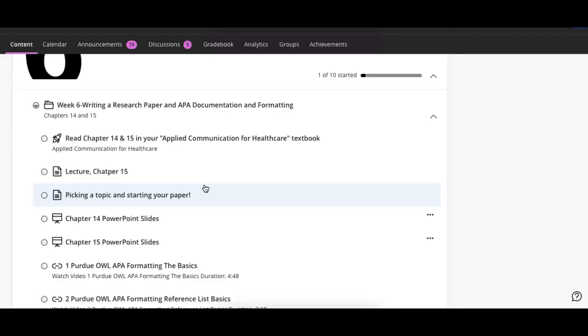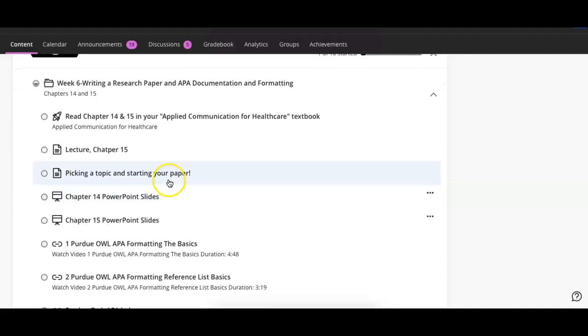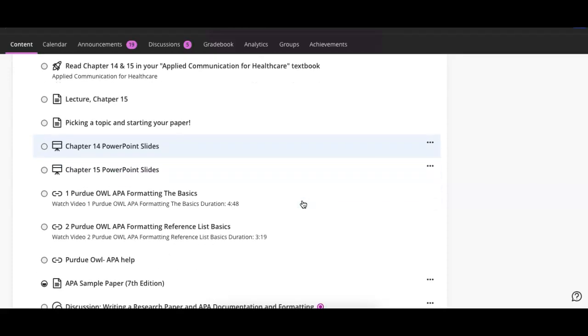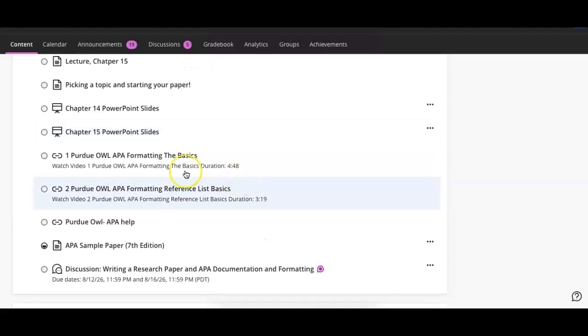So the first thing you want to do for this week is make sure you read chapter 14 and chapter 15 in your textbook. Watch both lectures, because this week you need to make sure that you start thinking about picking a topic and starting your paper. And I go over how to find a topic by using the PMI library, which is really, really helpful. The chapter 14 and chapter 15 PowerPoint slides are located here. And then you have a couple of links that I think are really helpful.